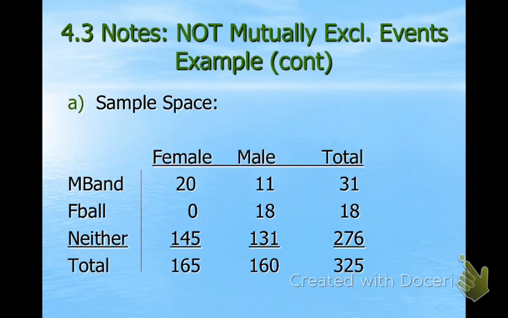So as far as what that leaves, as far as being just a female, just a male, of what's left of the 165 or the 160, we have 145 that are left, 131 male students that are left that aren't in marching band or football. Okay, 276 total people that aren't in either of the two.